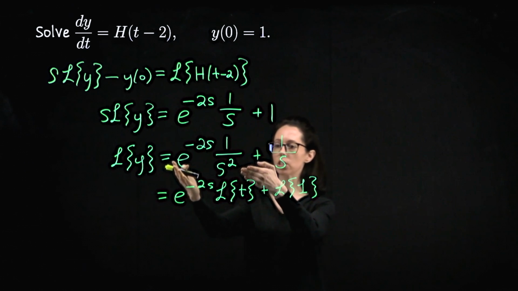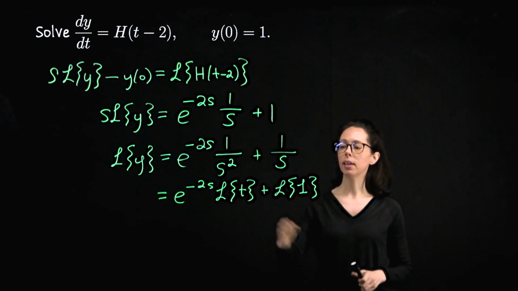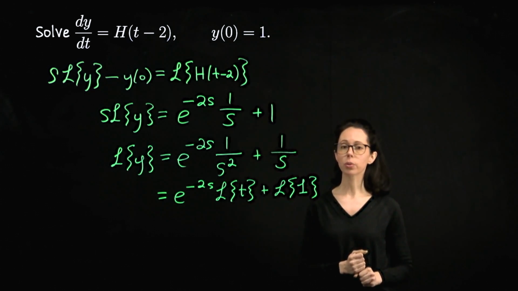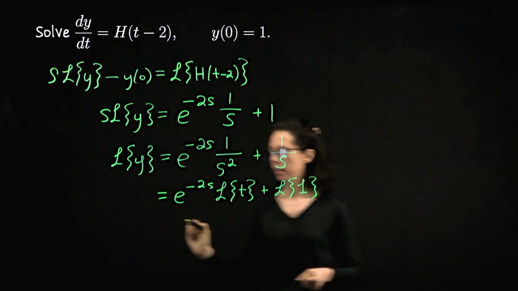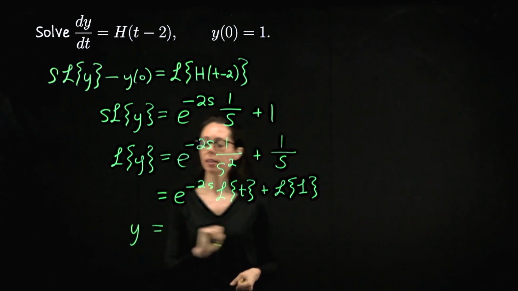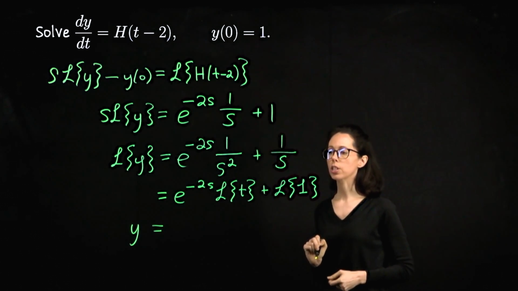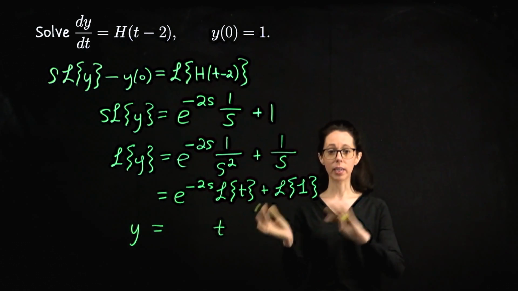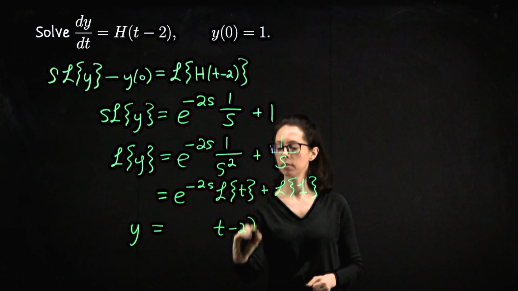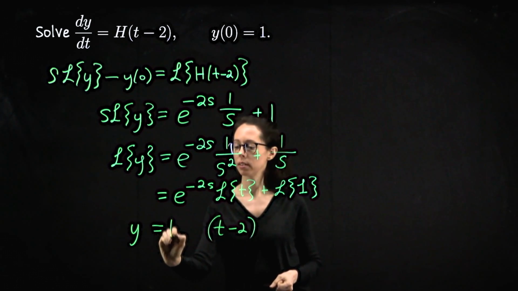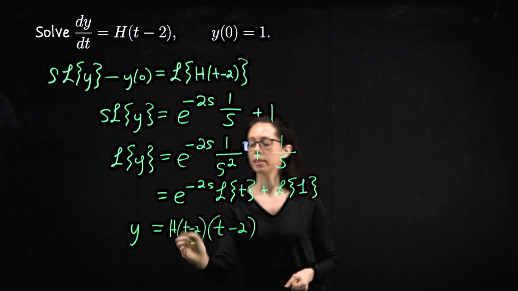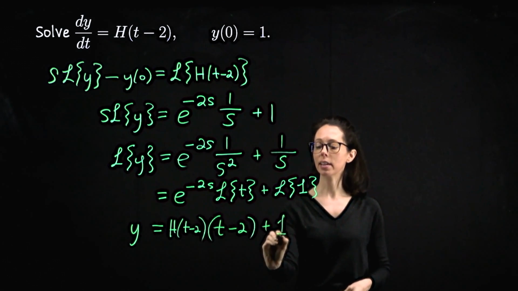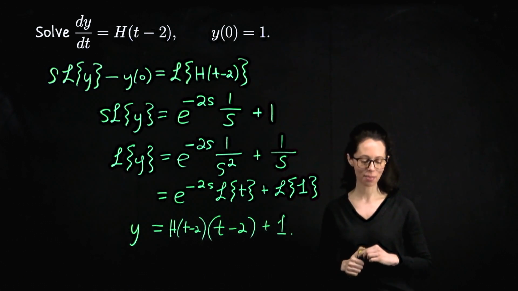So the inverse Laplace transform of this is going to be t shifted 2 units to the right and turned on when t equals 2. All that to say that our solution y of t to this differential equation is going to be, well, again, this looks like t, but we need to shift it 2 units to the right and turn it on at that moment. So h of t minus 2, the Heaviside function, times t minus 2, and then plus 1. And that is exactly what we got through that visual analysis.